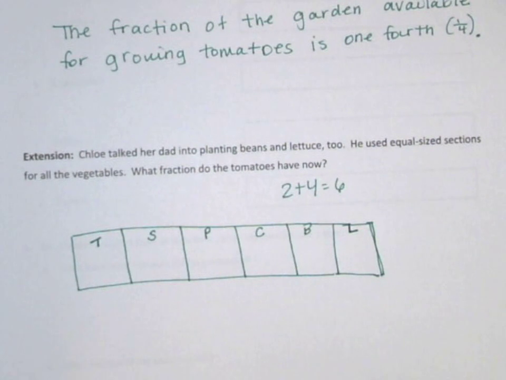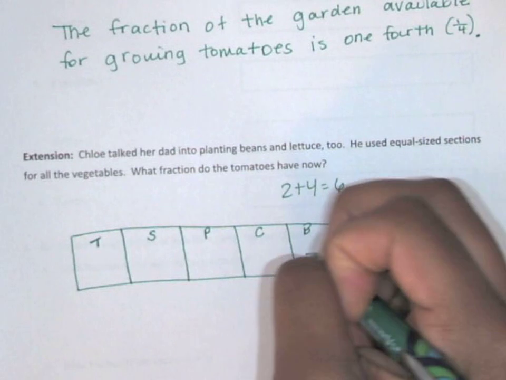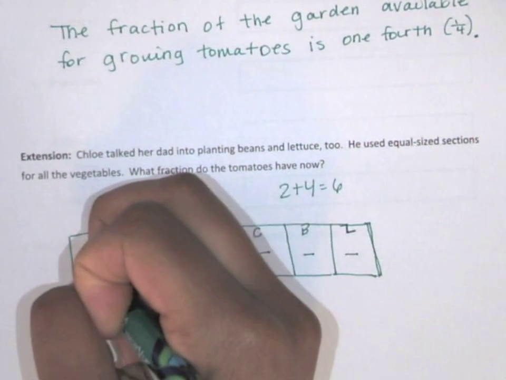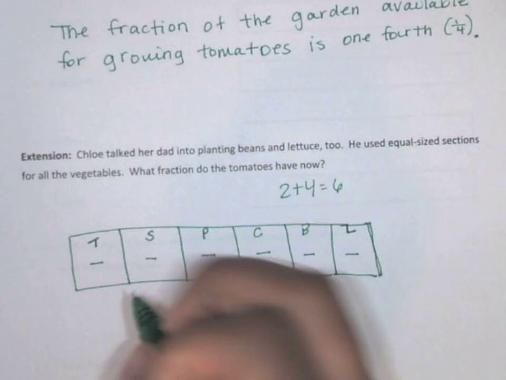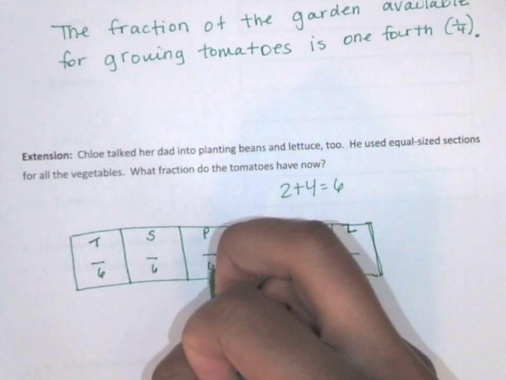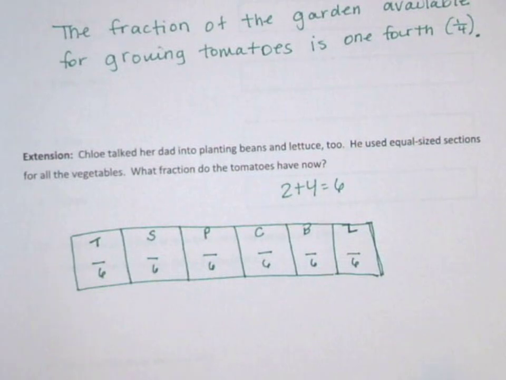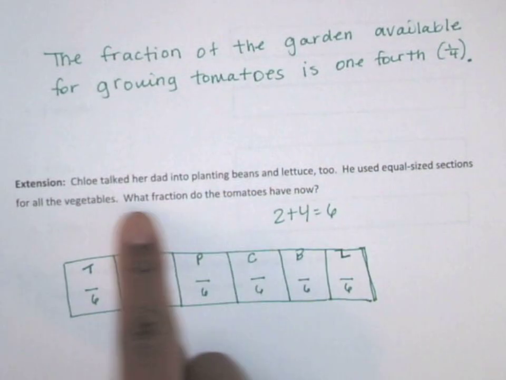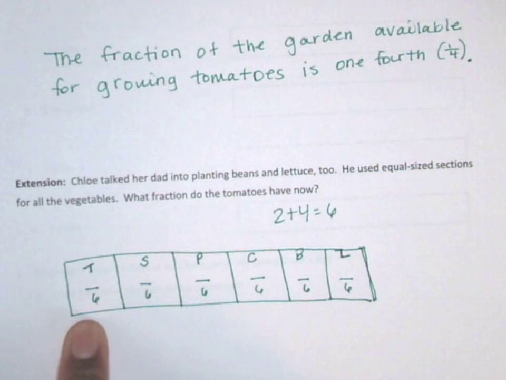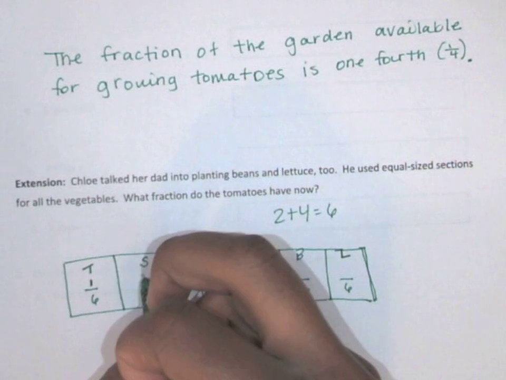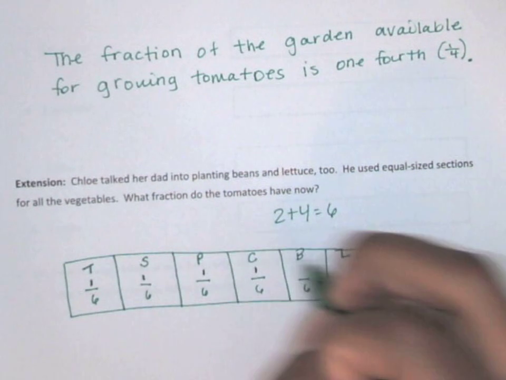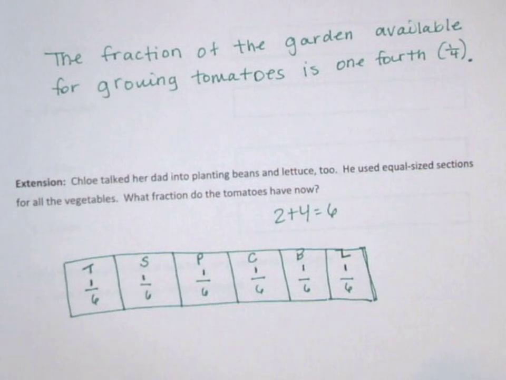Next, I need to figure out what the fraction is. What are each of these fractions going to be? What number am I going to put at the bottom? That's right, I'm going to put a 6 because there are 6 equal sections to plant the plants. What number am I going to put on top for each section? If I just want to know the fraction that the tomatoes have, what is this? How many sixths is this? 1/6, 1/6, 1/6.